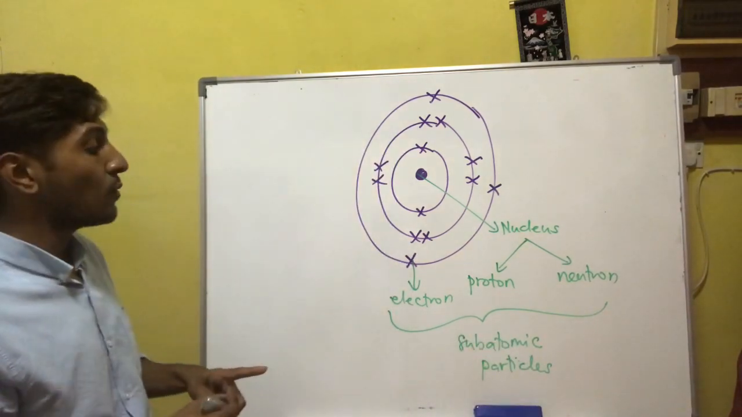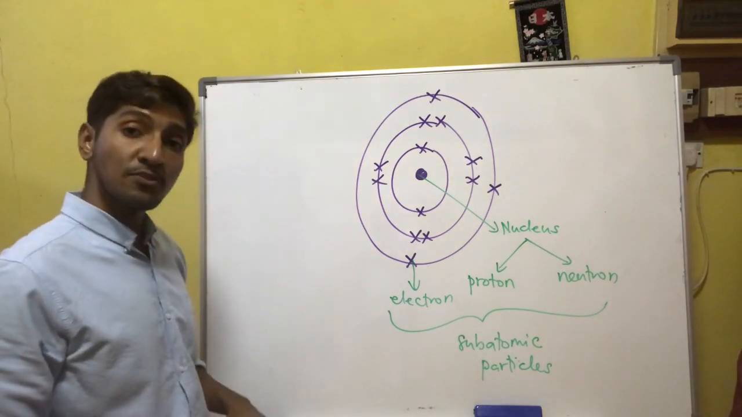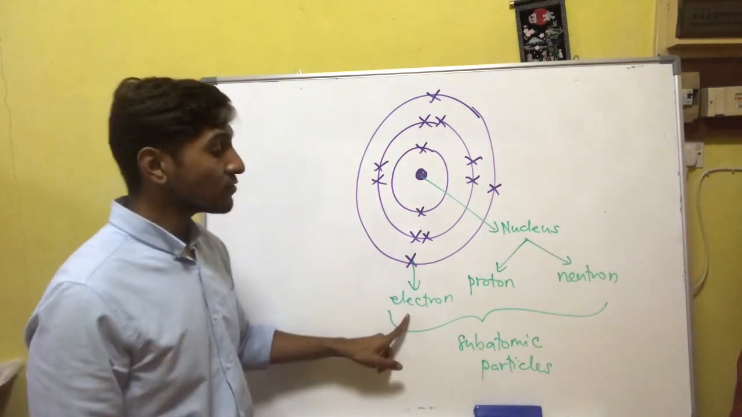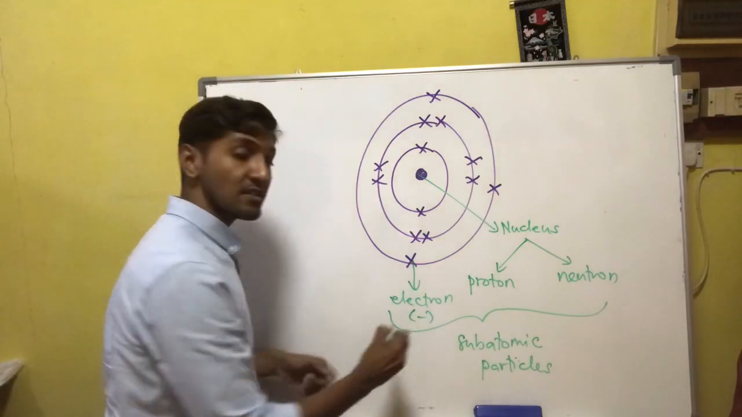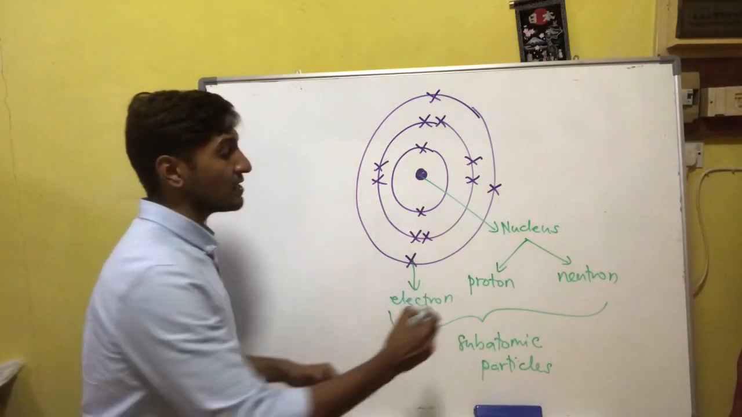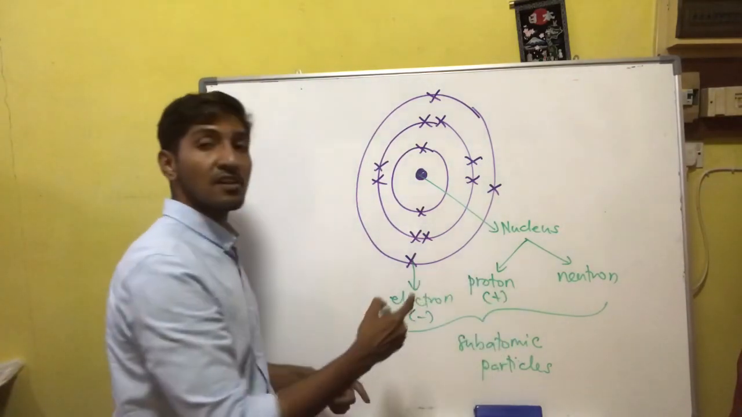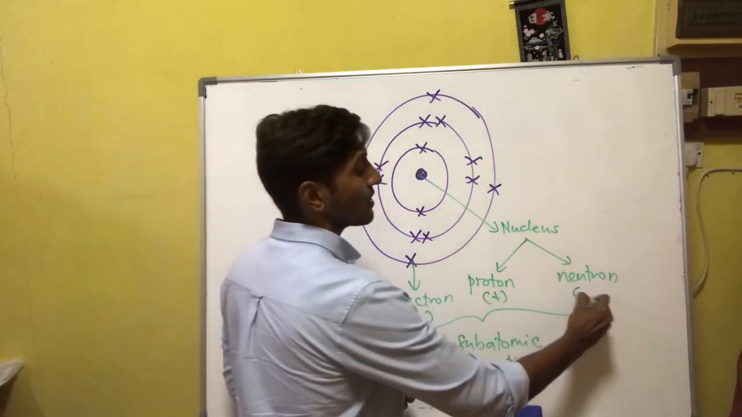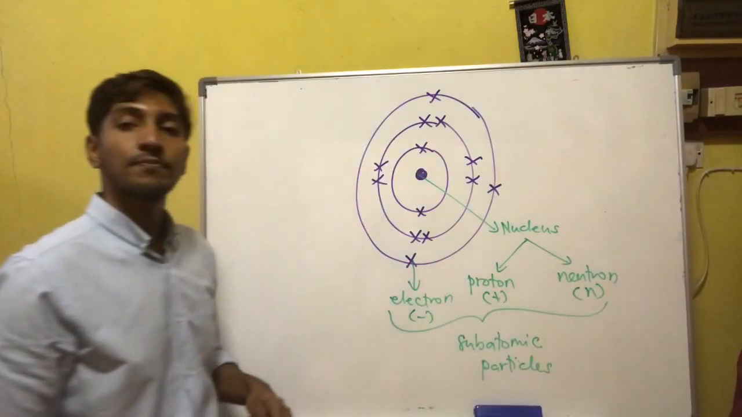Okay? So, what are the differences between the three? Electron is the one that carries the negative charge. Proton is the one that carries positive charge. And neutron is the one that carries the neutral charge. Okay?